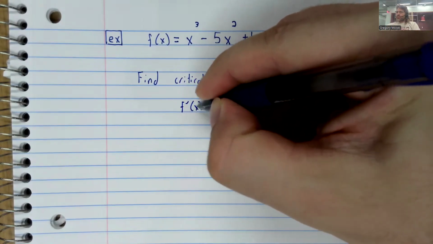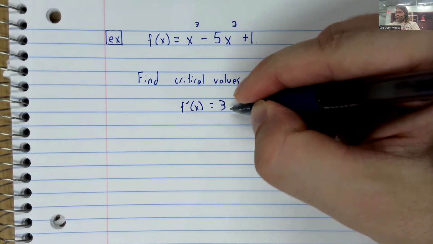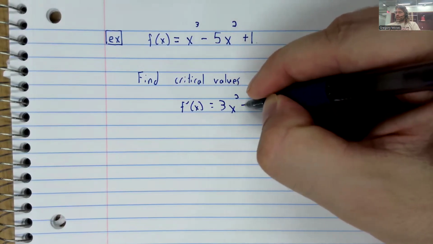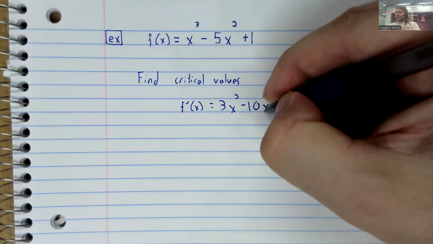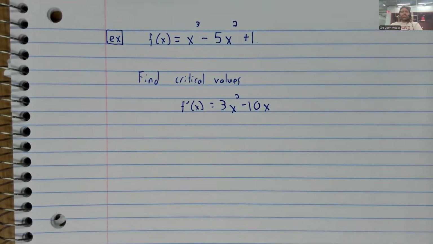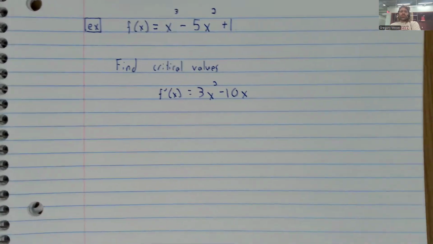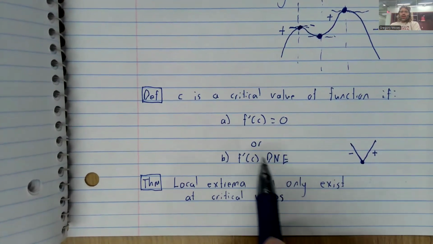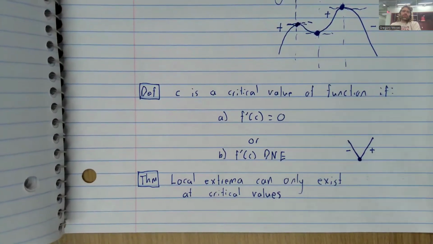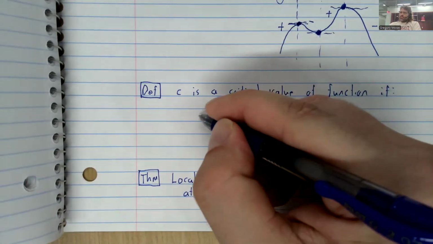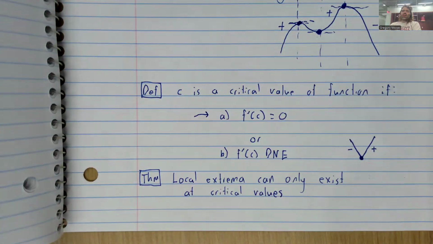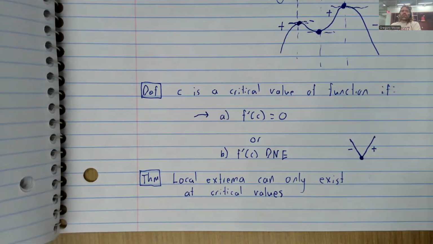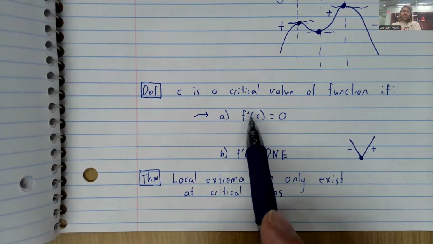Well, we take the derivative, 3x squared minus 10x, and we set it equal to 0. There are two ways a critical value can exist. In the vast majority of problems, critical values come from case A. Critical values come from the derivative equaling zero.